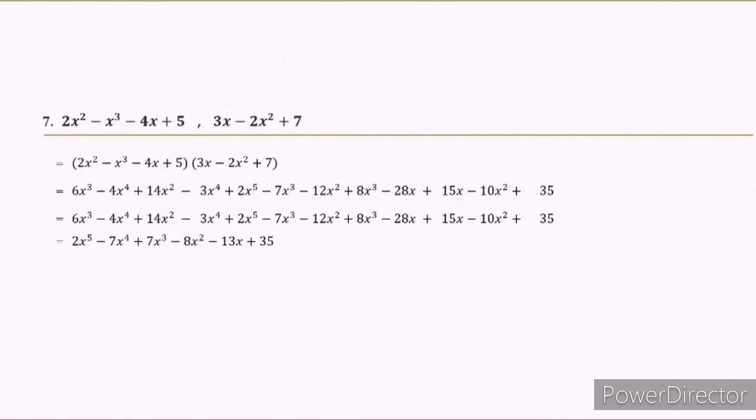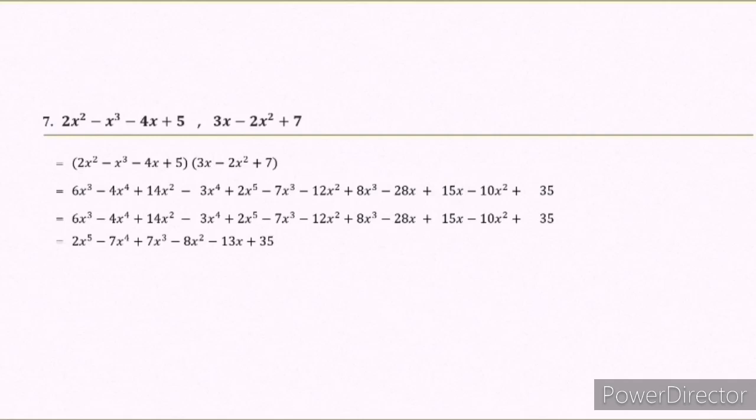The number 7 problem is 2x squared minus x cubed minus 4x plus 5 times 3x minus 2x squared plus 7. 2x squared times 3x is equal to 6x cubed. 2x squared times 2x squared is equal to 4x to the 4th. 2x squared times 7 is equal to 14x squared.